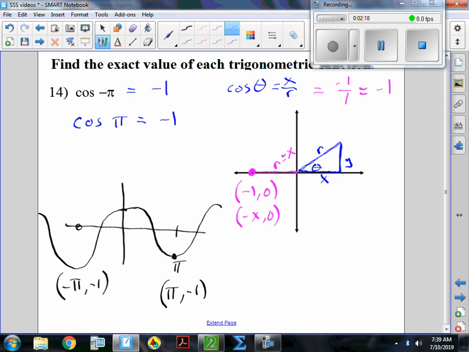Sine pi and sine negative pi are also the same value, but that's because they're both equal to 0. Cosine is an even function, so cosine theta and cosine negative theta are always the same value. Sine is an odd function, and so they are always opposites. We'll see that more as we go.